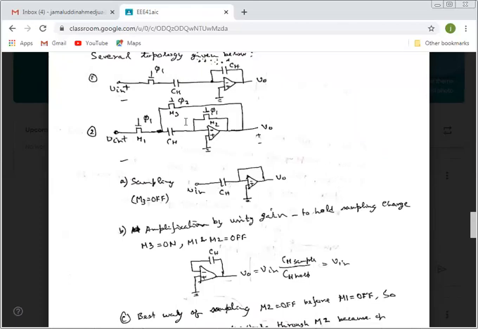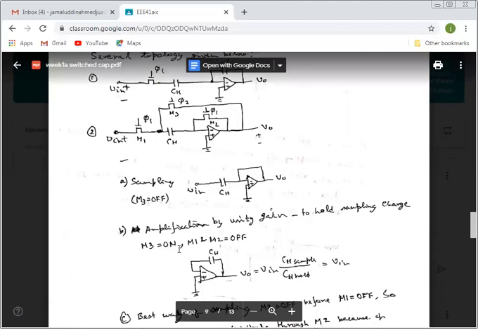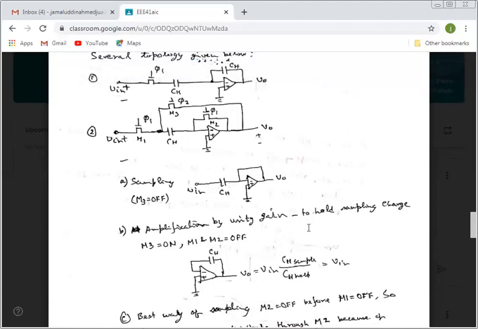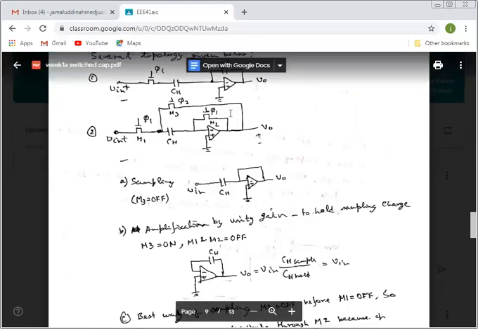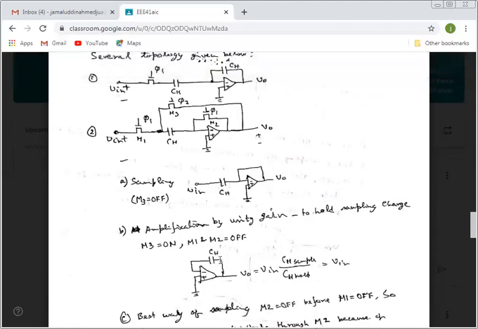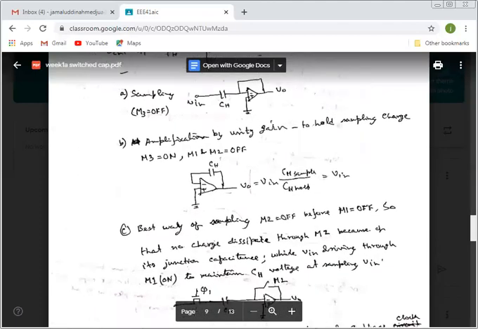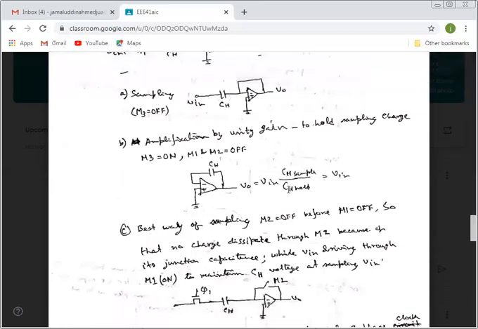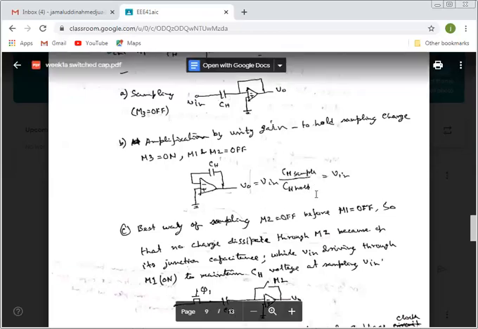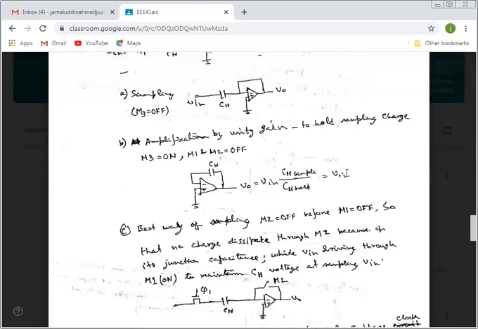And next we make M3 on and M2 and M1 off. So when this one is off and this one is off, then this terminal is going to V out. That means it looks like a feedback. So the same capacitor acts like a sampling capacitor, and also acts like a feedback. It is the same capacitance, that's why it's CH over CH, CH sample, CH hold. So the output is equal to the input. It's a buffer.